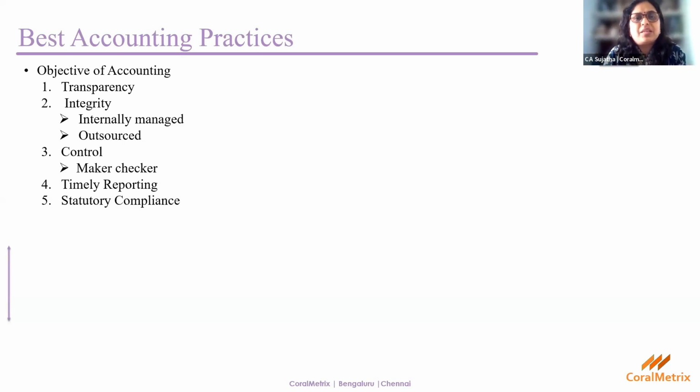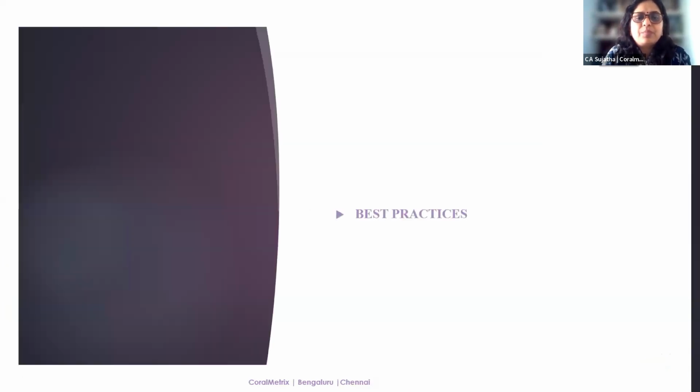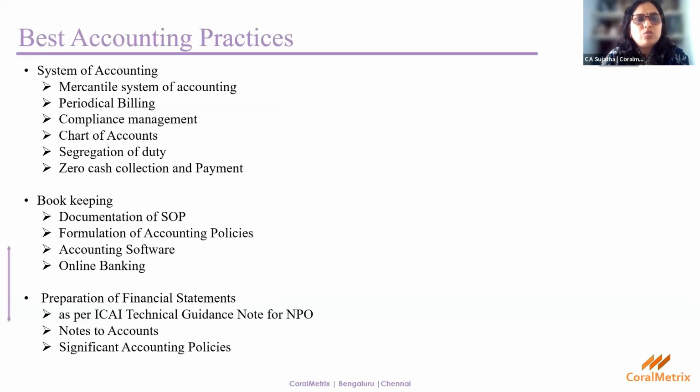So this is the basic objective of keeping the books of accounts in a timely manner and complying with the various statutory guidelines. Now let us understand what are the best practices that need to be followed by a resident welfare association. When it comes to the best practices, we can bifurcate into 3 baskets.